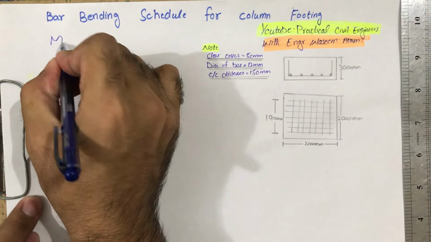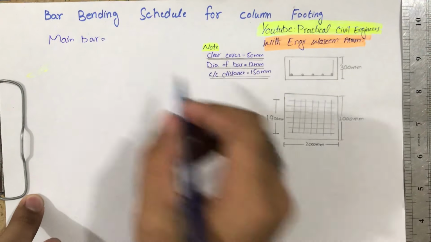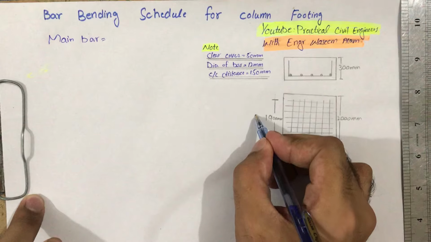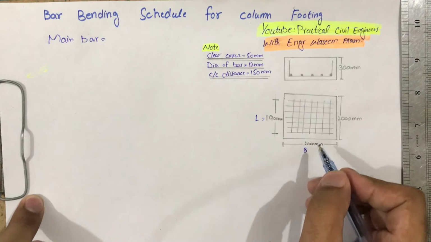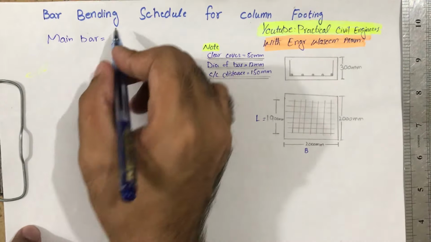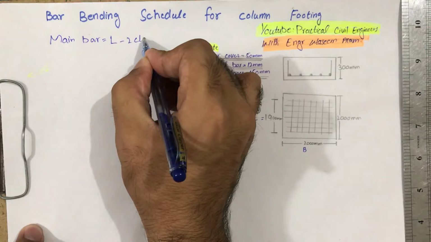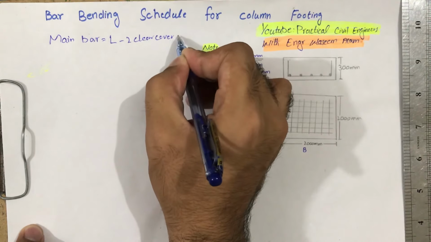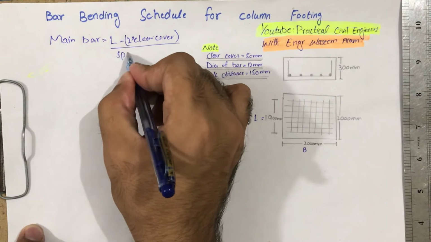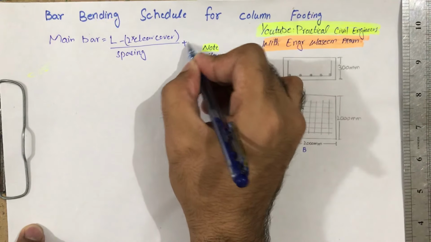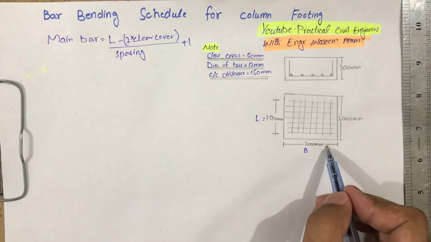For main bars, let's suppose this is called L and this is called B. So MB is equal to L minus 2 clear cover, divided by spacing, plus 1, because L is the total length which is 2000.